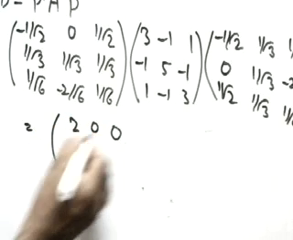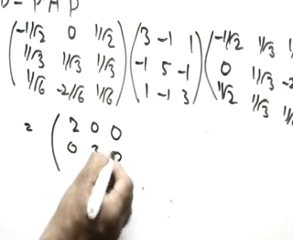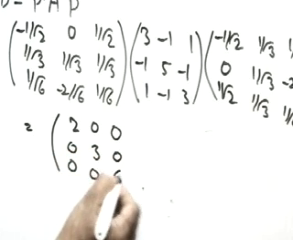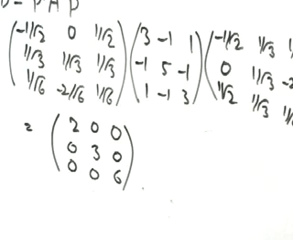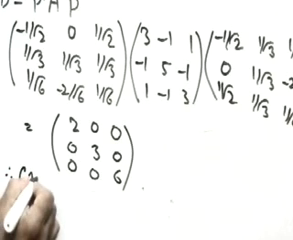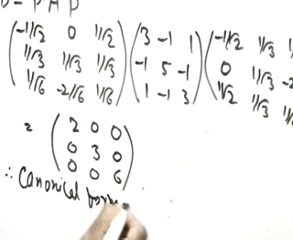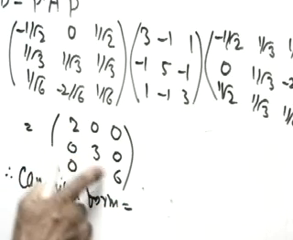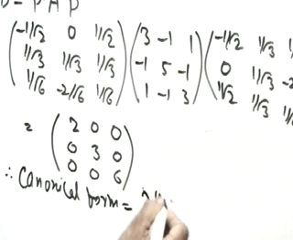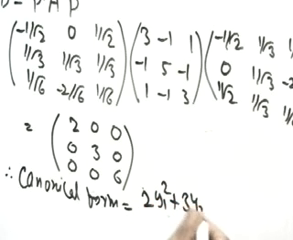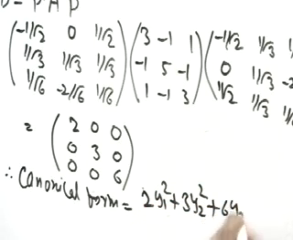The first eigenvalue is 2, 0, 0. The second value is 3, 0, 0. This value is 6. So we get 2, 0, 0 and so on. So this is the diagonal matrix. Now therefore the canonical form. When we say canonical form, you apply it with y1 square, y2 square, y3 square. It will be 2y1 square plus 3y2 square plus 6y3 square.